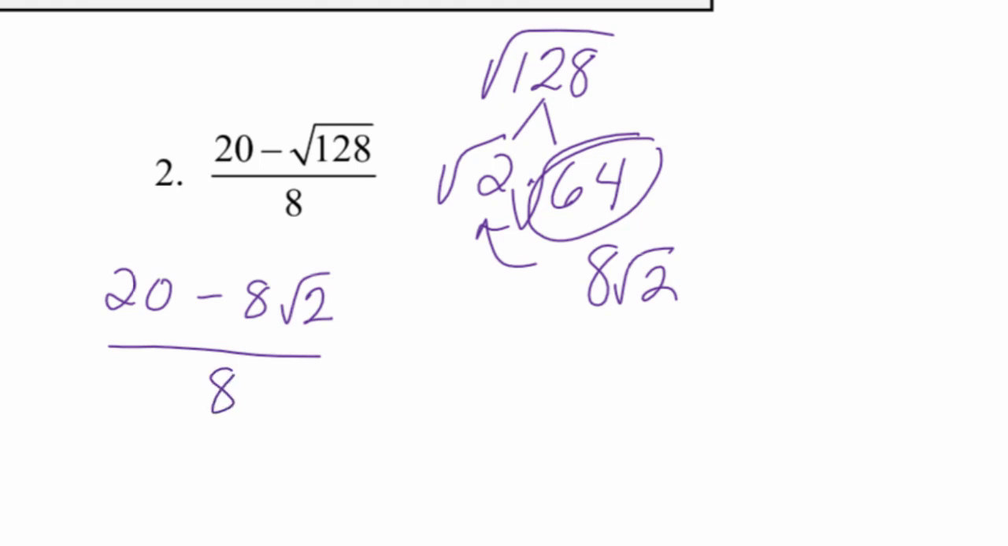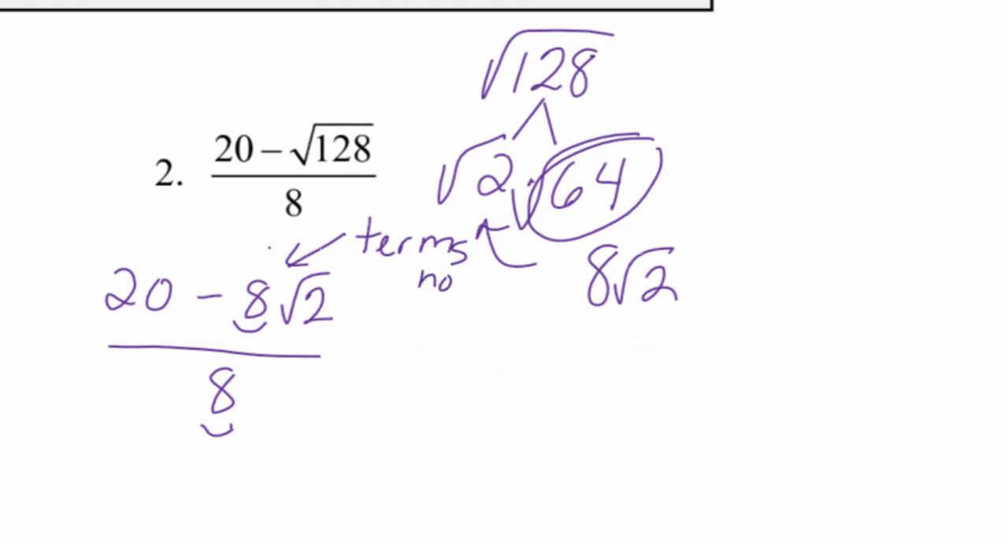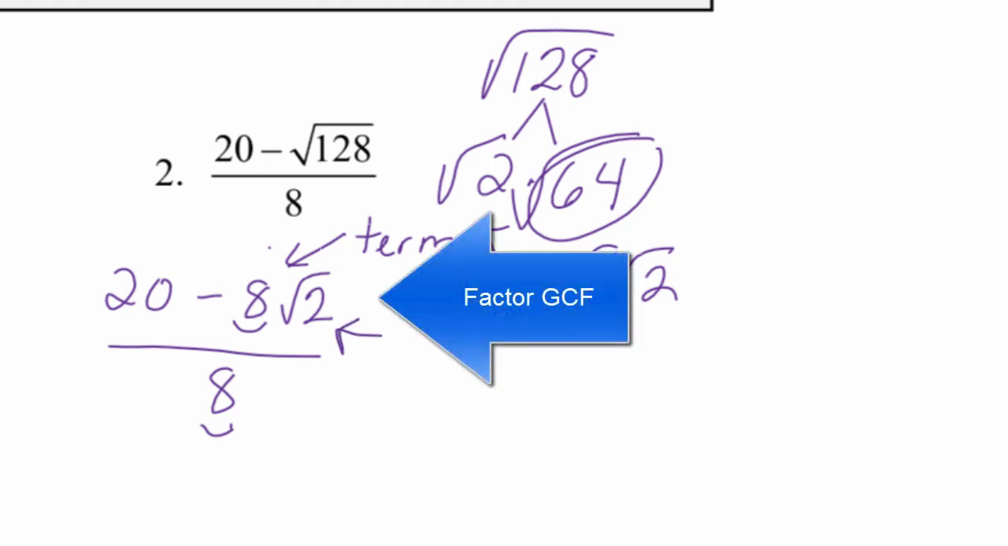Okay, and again, we have two terms in the numerator. Now notice what I'm not going to do. I'm not going to try to reduce this 8 with that 8. Why? Because we have terms up here, not factors, right? These are terms, not factors, and we can only reduce factors. So instead of trying to do any kind of reducing here with these 8s, I'm going to look at the numerator and look for a GCF. And the GCF is 4, right?